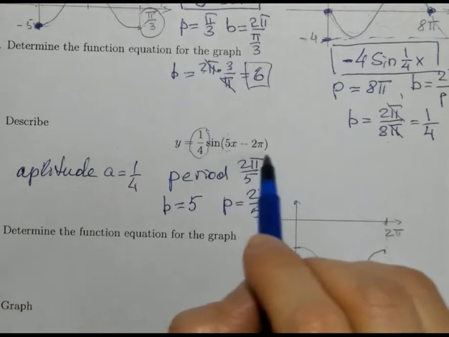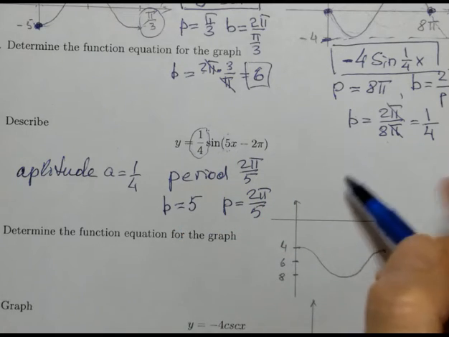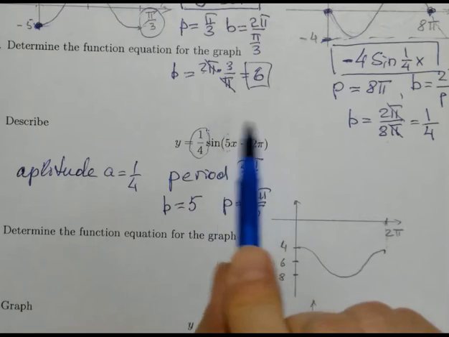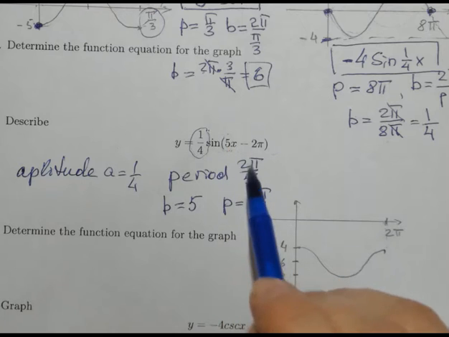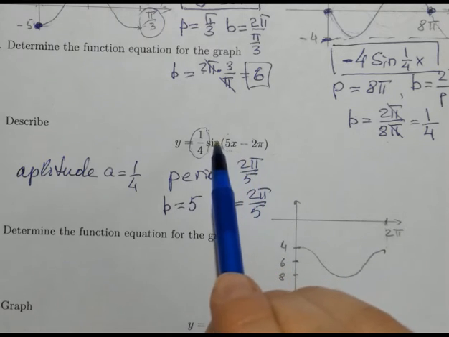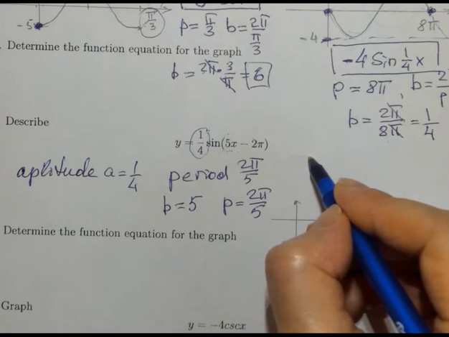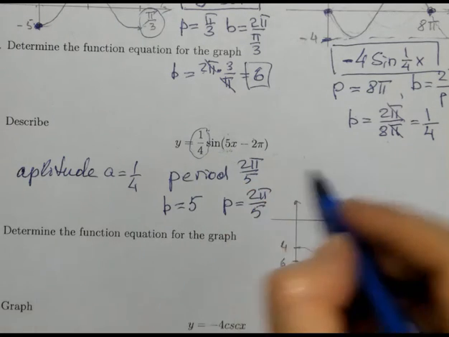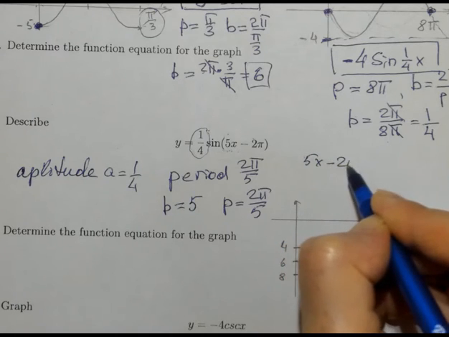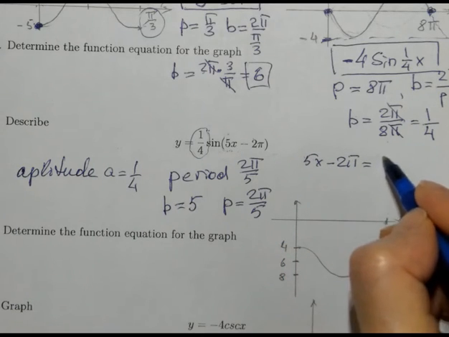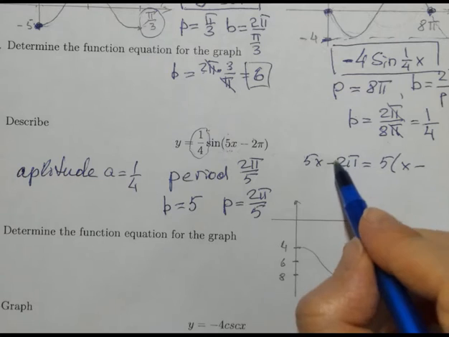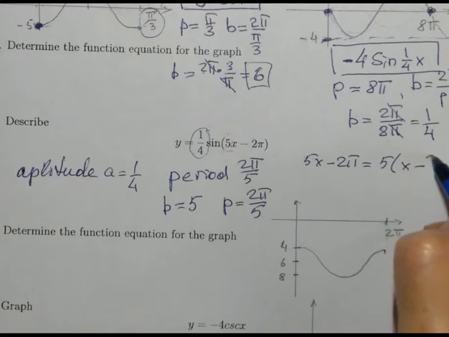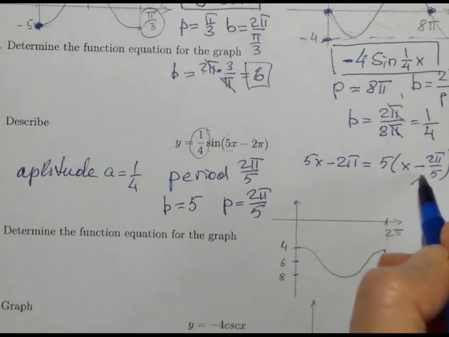Then we do not have a vertical shift, but we have a horizontal shift. We cannot tell directly, because the shift is the number that is subtracted from x, not from 5x, but from x. It means we first have to factor out 5. 5x minus 2 pi: we must factor out 5. So 5x divided by 5 is x, minus 2 pi divided by 5, 2 pi over 5. And this is the horizontal shift.